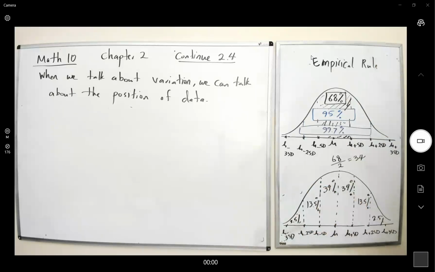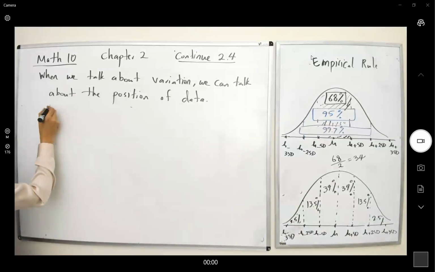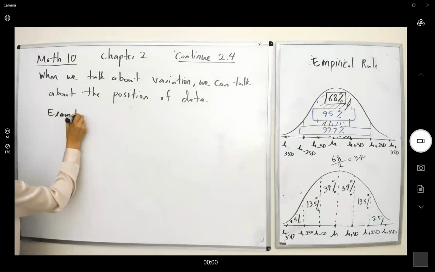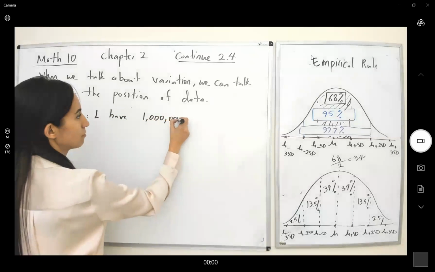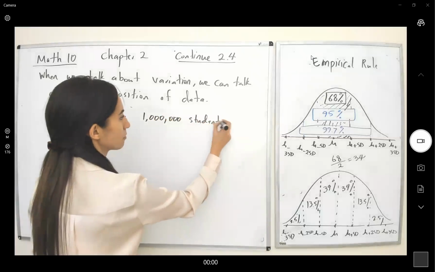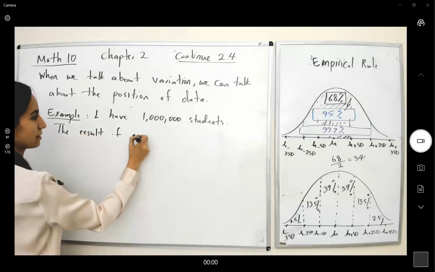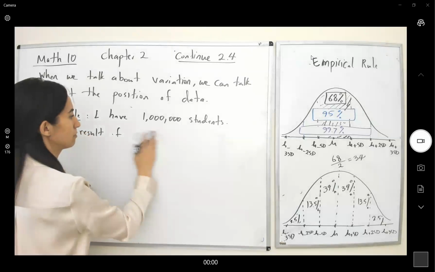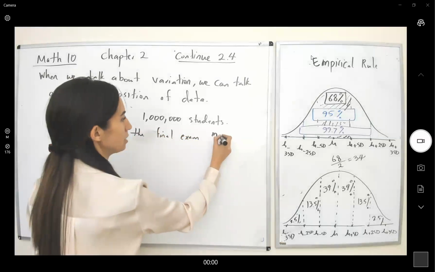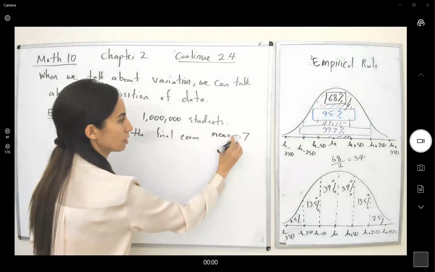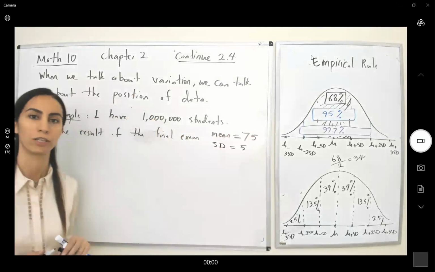Why do I want this? Because it helps me to answer a question easily. So take a look at one example. I have 1 million students. The result of an exam, or the final exam, is mean equals 75 and the standard deviation 5 points.